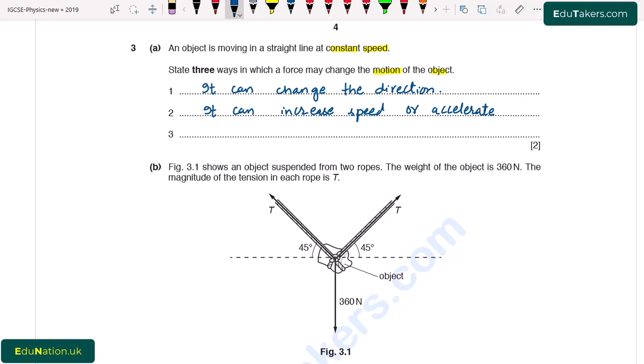Third point is that it can decrease the speed, or we can simply say that when we apply a force, the object may decelerate. So I write here it can decrease speed or decelerate.